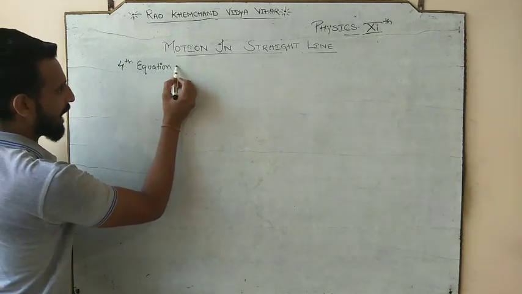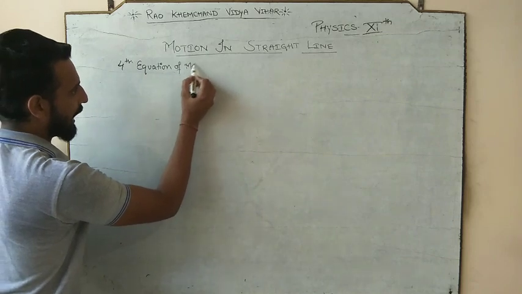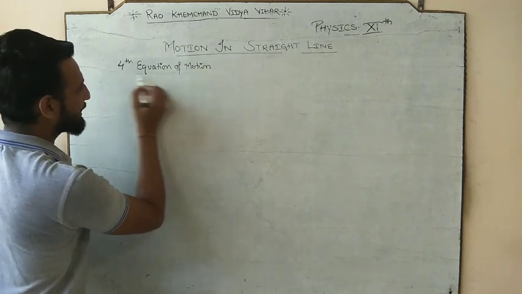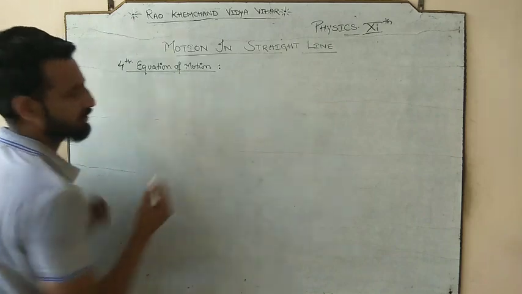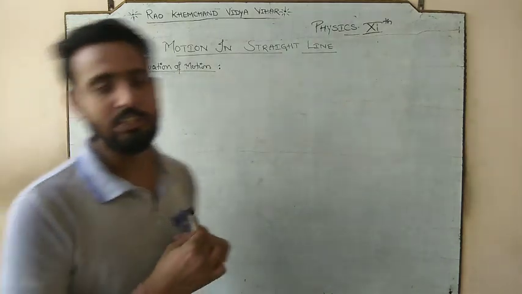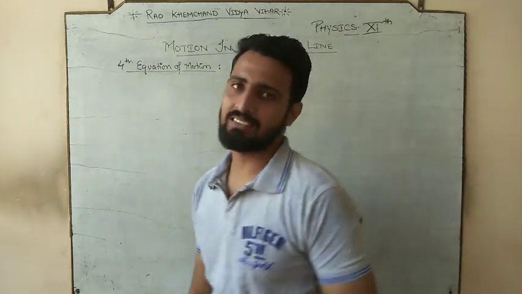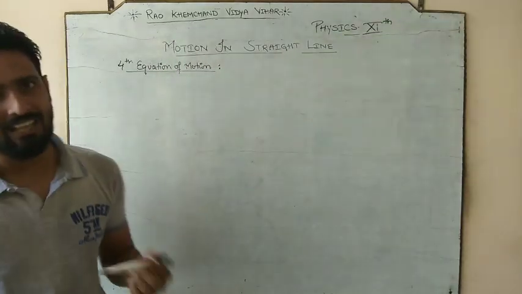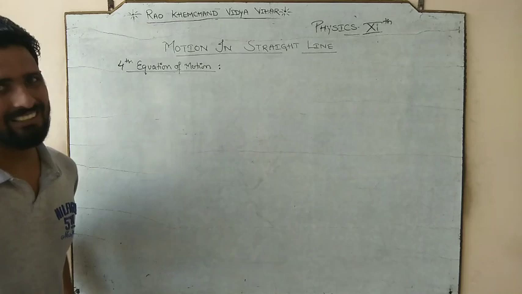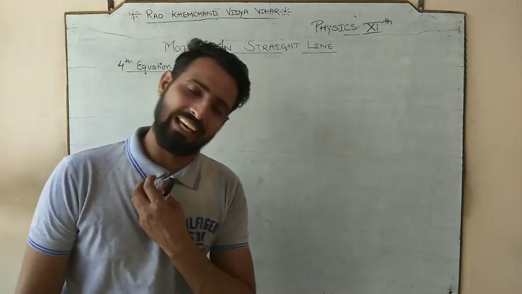So till now we are familiar with only three equations of motion. First, v is equal to u plus at. Second, s is equal to ut plus half at square. And the last one is v square minus u square is equal to 2as.